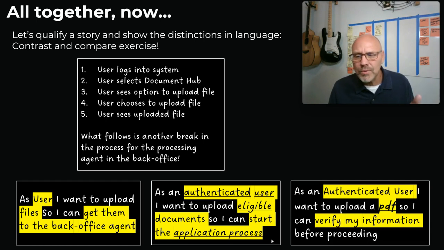Now, as we progress through that and we say, hey, look, maybe that's still a little bit too big because we've got some conditions here in the data in the back end that we have to satisfy. Okay, so let's split the story then. As an authenticated user, I want to upload a PDF so I can verify my information before proceeding. That's a valid story. I like that because now I'm just testing that one document type, right? And I'm not out here trying to test everything all in one fell swoop with a larger than life story.